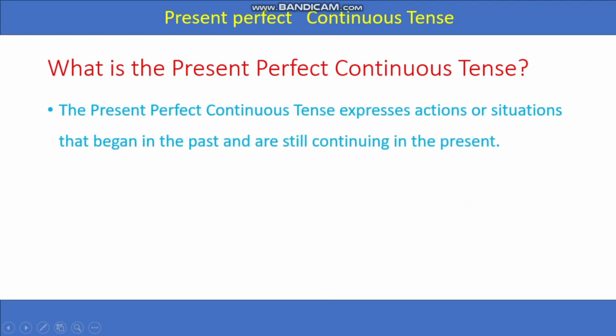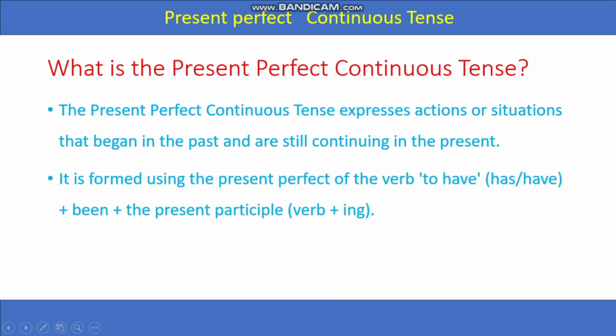The present perfect continuous tense expresses actions or situations that began in the past and are still continuing in the present. Means the actions that started in the past and are continuing now. When we are speaking about such types of actions, we use present perfect continuous tense. Okay, this is done. Second concept, it is formed using the present perfect of the verb to have, has, have, plus been, plus the present participle form of the verb plus ing.